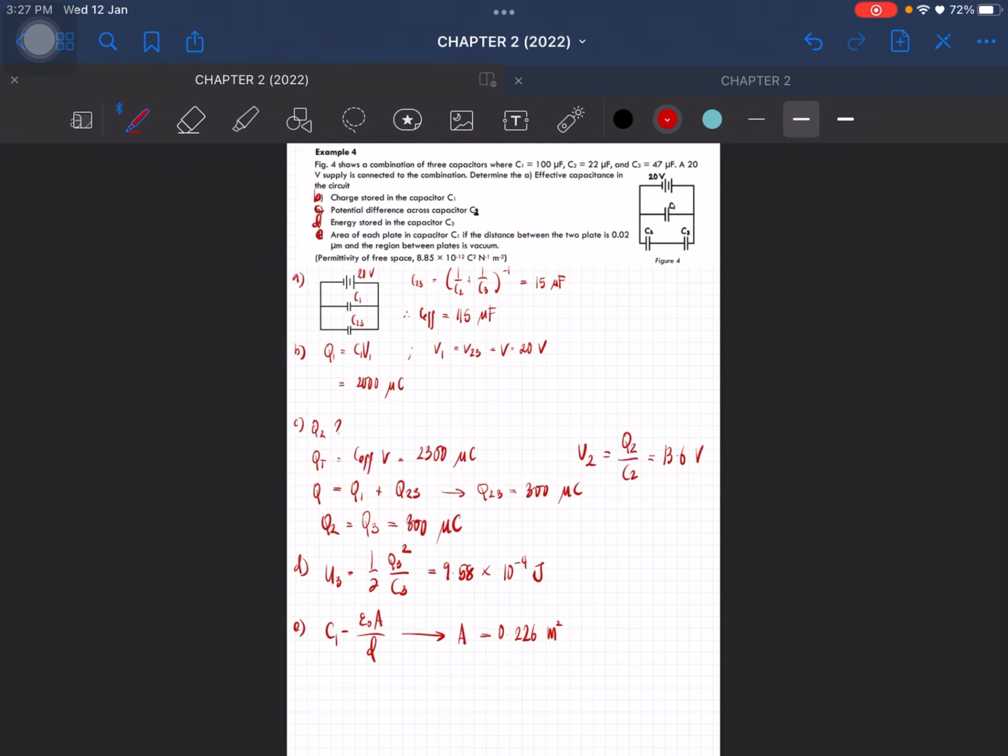Okay, right, so that is a very long solution, but I hope you can understand what we are doing in this example. If not, again, you can ask me through Telegram. Okay, right, so that is the solution for example number 4.